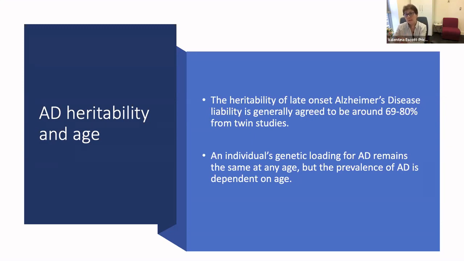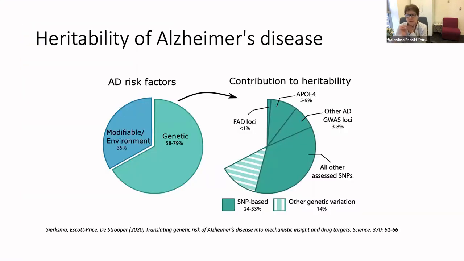So the higher age of population we look at, the higher the prevalence of the disease is. Now let's take a look in detail at the heritability of Alzheimer's disease. So we know that about 60 to 80%, as I said, is genetic, from broad sense heritability from twin studies, and the other 35% is believed to be modifiable and environmental.